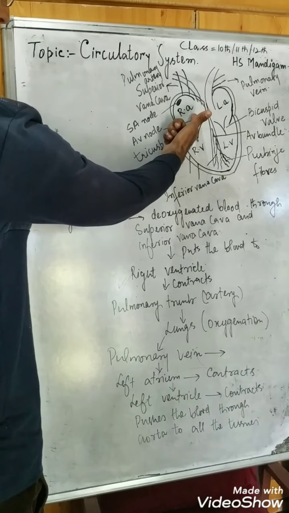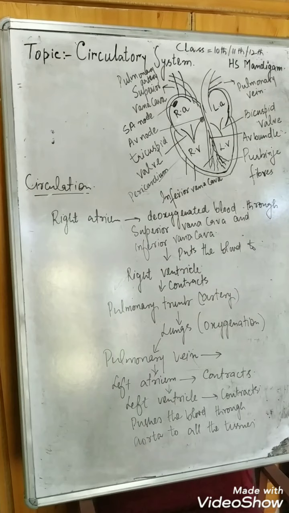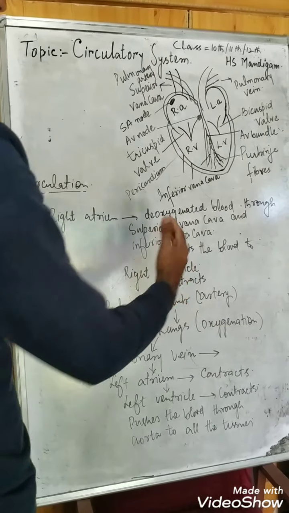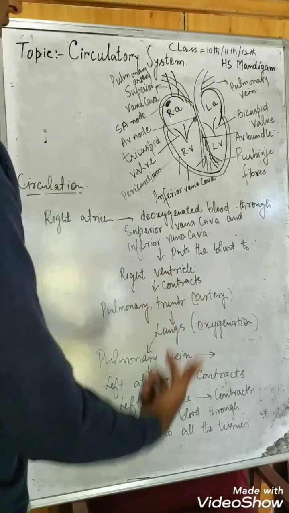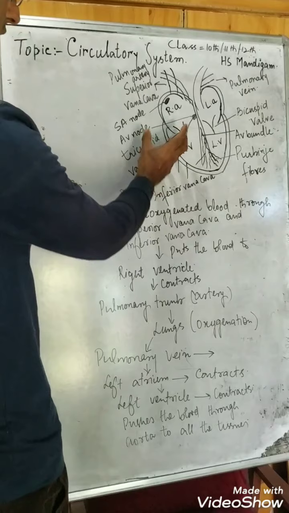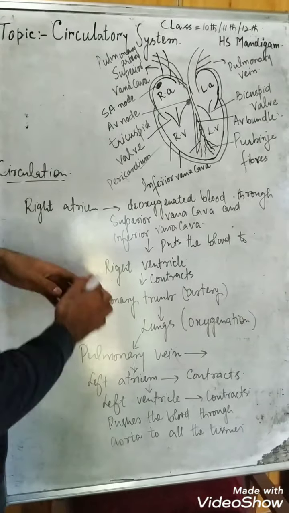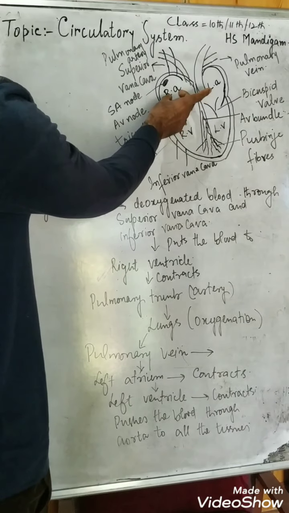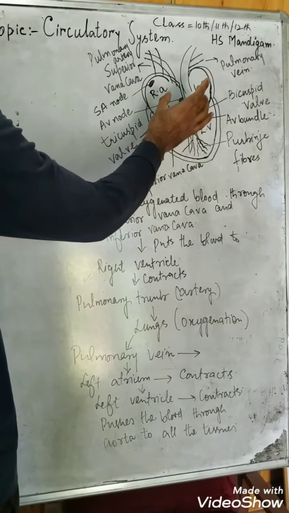The right atria receives the deoxygenated blood from all the tissues of the body. Once the blood leaves the tissues of the body, it carries with it a higher concentration of carbon dioxide and a lower concentration of oxygen. So it is the deoxygenated blood that is received by the right atria. Once it relaxes, it receives the deoxygenated blood.